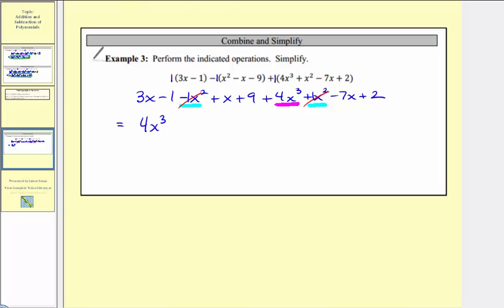And now we'll look for the x terms. We have 3x here, we have x or 1x here. And we also have negative 7x here. So 3x plus 1x is 4x. 4x minus 7x is negative 3x. So we have minus 3x. And then finally for our constant terms, we have negative 1, 9, and 2. So negative 1 plus 9 is 8. 8 plus 2 equals 10. This would be our simplified expression. I hope you found this helpful.